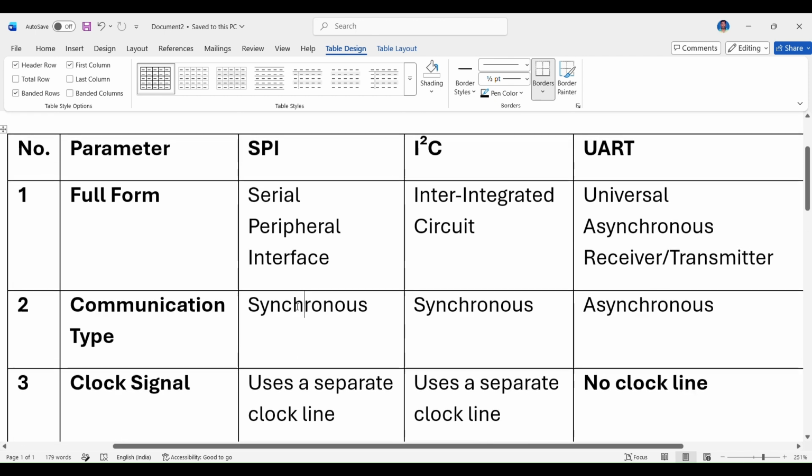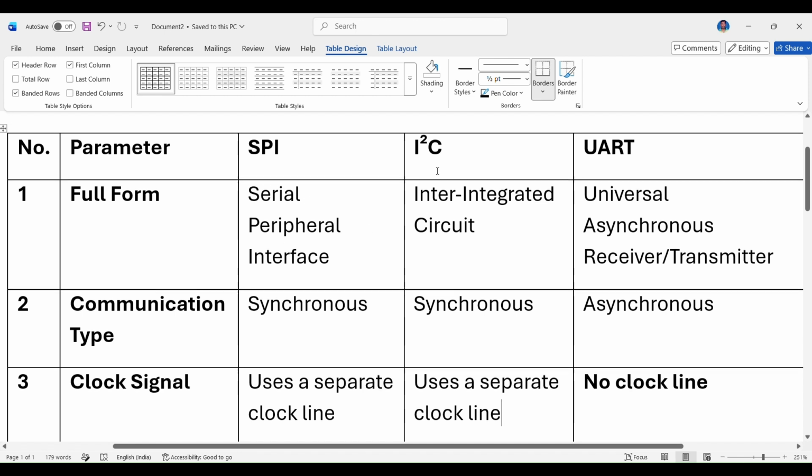SPI uses a separate clock signal. Similarly, I2C also uses a separate clock signal. Coming to UART, there is no clock signal since the communication type is asynchronous. Where there is synchronous communication, a clock line is required. So we use a separate clock line in SPI as well as I2C.